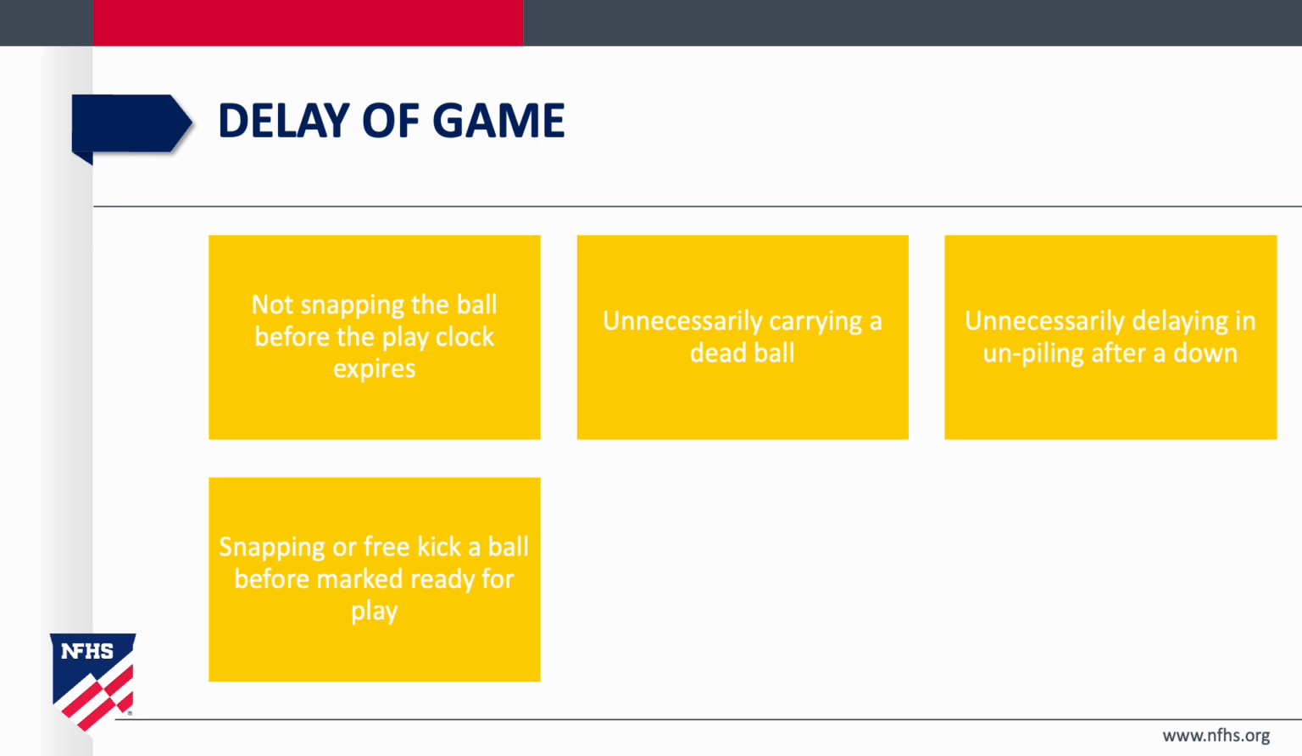Teams cannot free kick or snap a ball before it's marked ready for play. Again, preventive officiating can be used to help prevent this. If a ball is on the ground before a scrimmage play, but the referee hasn't blown ready for play, the umpire should stand over or near the ball and communicate with the snapper to wait on the referee. Same with a free kick. The back judge should tell the kicker to wait on the referee's whistle before kicking the ball.